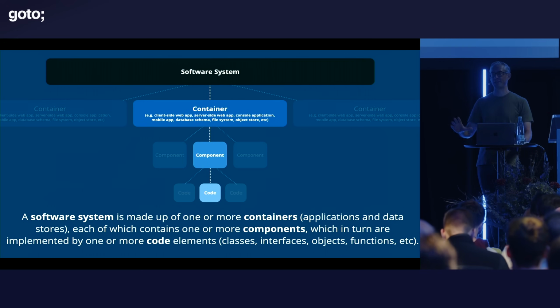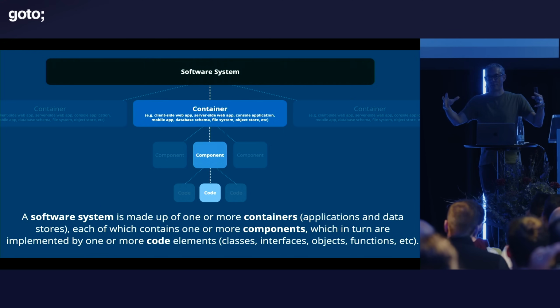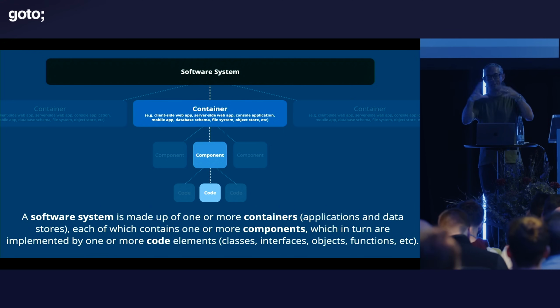The C4 model is essentially based upon a set of 4 hierarchical abstractions. We have software systems, containers, not Docker, I'm sorry, I got the name first. Containers and components and code. So a software system is made up of one or more containers, applications, and data stores. Containers contain components, so this is a grouping of related functionality, nice, clean, well-defined interface running inside a container, and components are built from code.